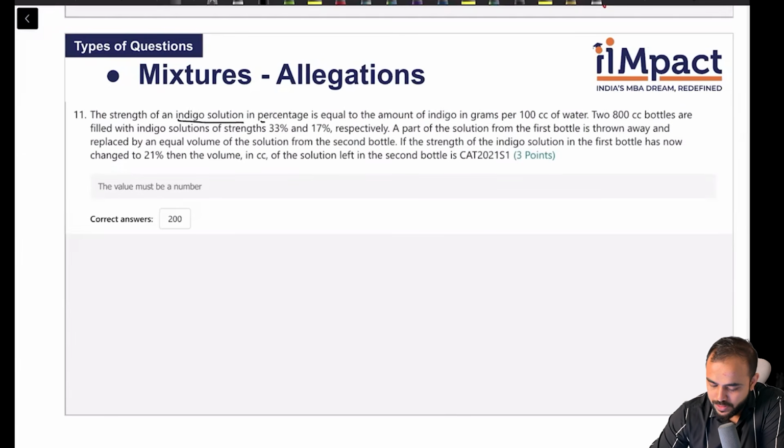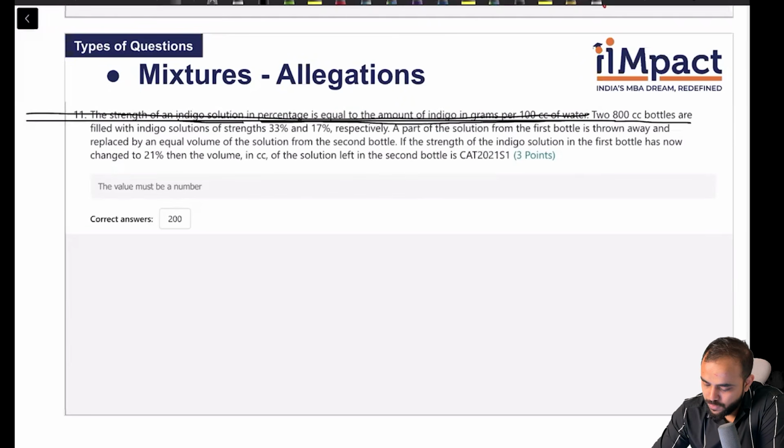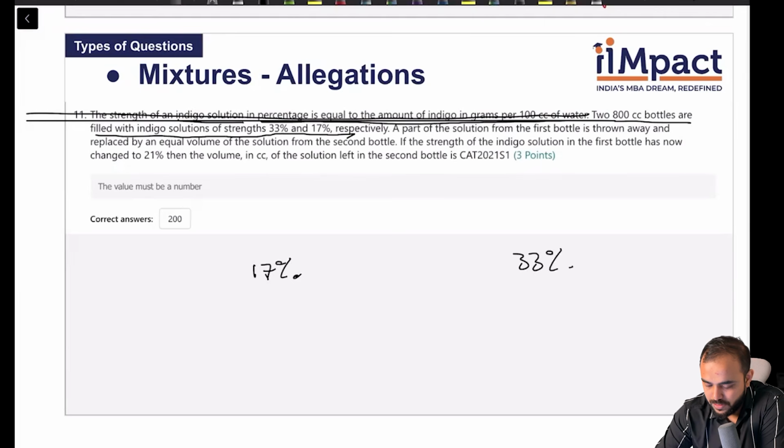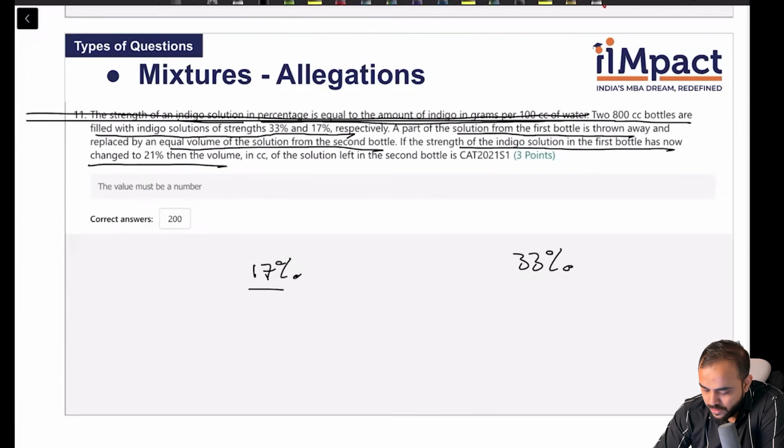Strength of an indigo solution is equal to amount of indigo. Okay, don't define, I know this. 800 cc bottles are filled with indigo solutions of strength 33% and 17%. So there is 17%, there is 33%. Okay. A part of the solution from the first bottle is thrown away and replaced by an equal volume of the solution from the second bottle. All right. If the strength of the indigo solution in the first bottle has now changed to 21%, so some volume of 17% was mixed with some volume of 33%, which became 21%.